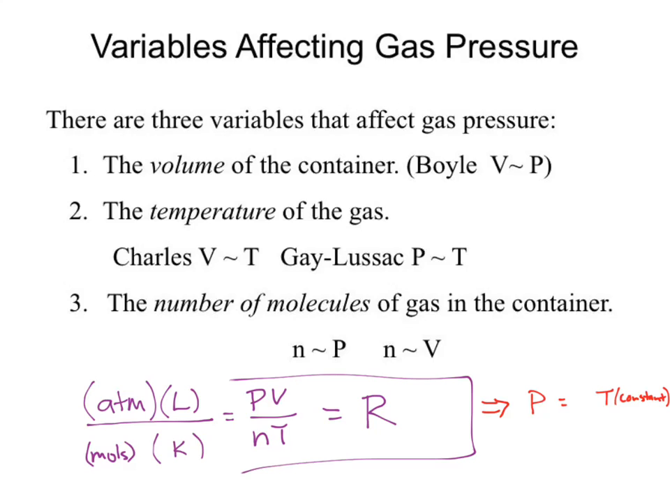Can we measure a pressure, particularly in atmospheres? Yeah, we can use millimeters of mercury. We can use all of those methods to determine a pressure. So I can determine the pressure of an individual system relatively quickly and easily.